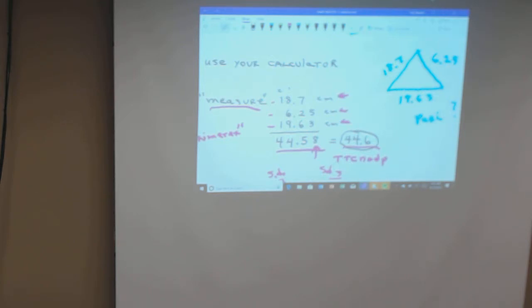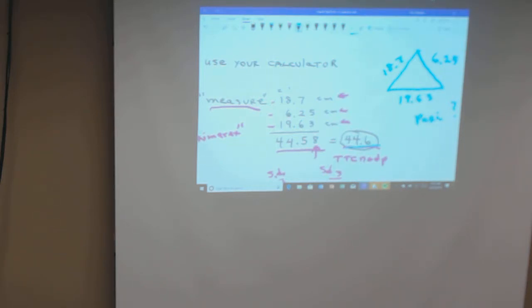Oh, it doesn't say it in your practice test. So I wrote a note in my practice test. On the exam next Monday, it's going to say, what's the perimeter of the triangle to the correct number of decimal places? That's what it's going to say on the test. To the correct number of decimal places. So, do I put 44.58 or do I put 44.6?